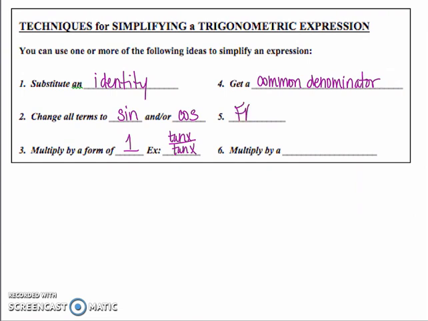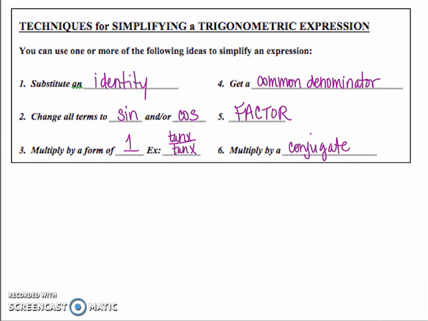Technique number 5 is to factor, and hopefully you know it when you see it. Either there's going to be a GCF or there's going to be a trinomial of some sort, and it's hopefully going to be very apparent that you're going to need to factor. And then finally, sometimes we have to multiply by a conjugate. Now remember, when we're multiplying by a conjugate, we are always changing the sign in the middle of the expression.